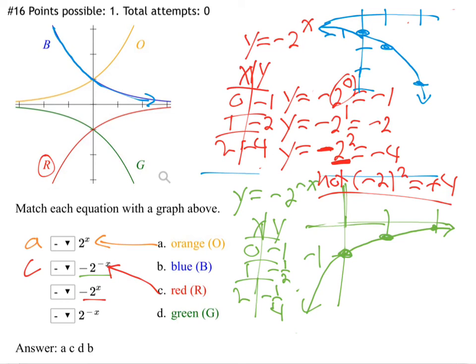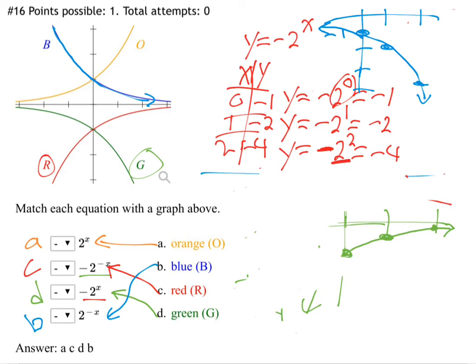Remember, the exponential graphs always rocket on one side, flatten on the other. So which graph is that? Clearly the green one. So that's D, the green one. And what do we have left? The blue one. B, this must be the blue one. We can prove it real quick down here.